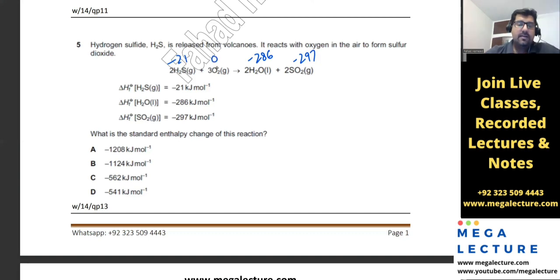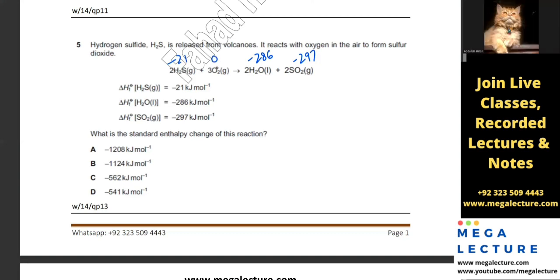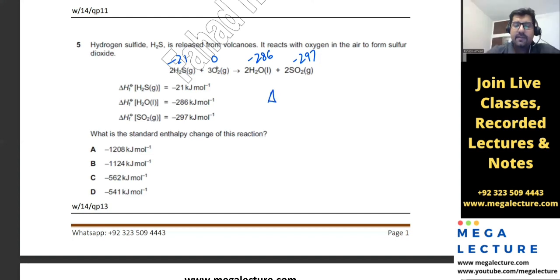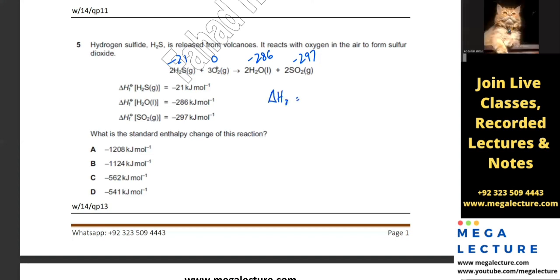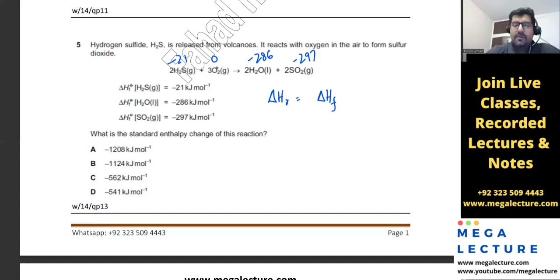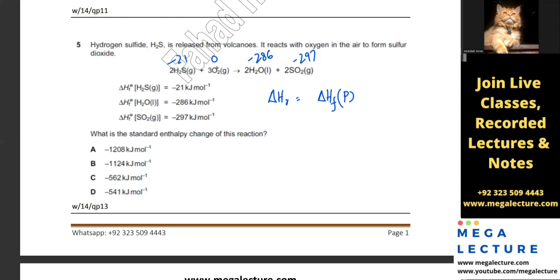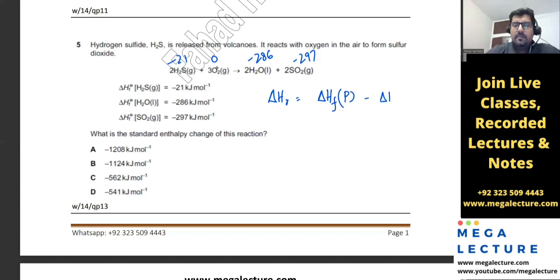Okay, so which formula? Products minus reactants. The enthalpy change of the reaction would be equal to the enthalpy of formation of what? Products minus your reactants.